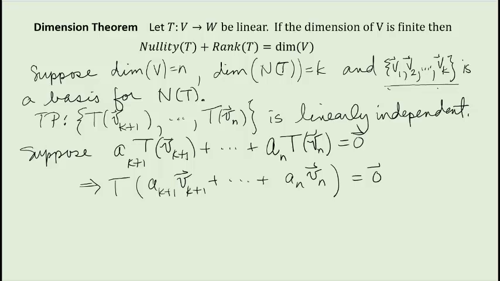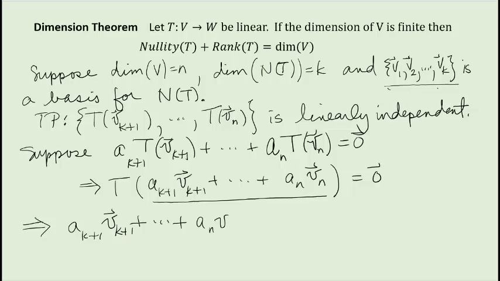Because T is linear. Well, if T sends this linear combination to the 0 vector, then that tells us that a sub k plus 1 V sub k plus 1 plus dot dot dot plus a sub n V sub n is in the null space, because T sends it to 0.